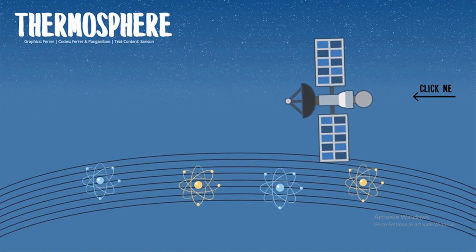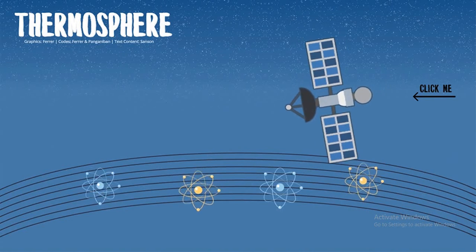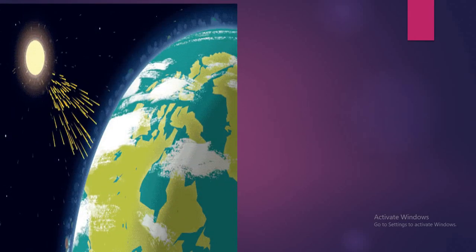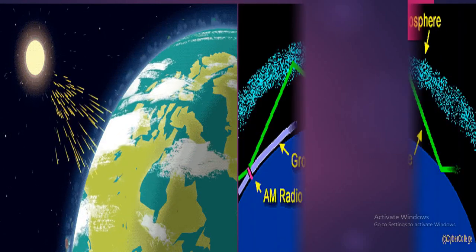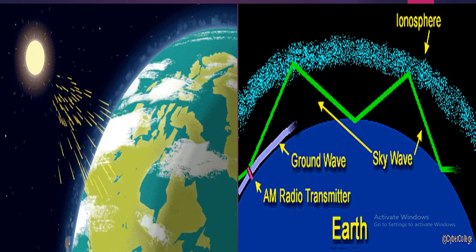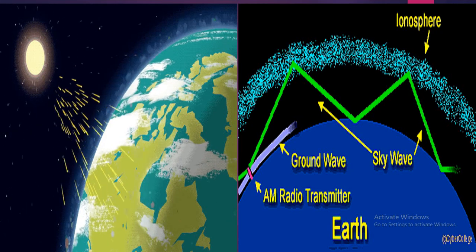The radio waves are transmitted from Earth and are reflected back towards the Earth. It is in this thermosphere. This is how the radio waves are being transmitted. You can see the radio wave transmitter. From the Earth it moves on to the ionosphere and again touches the Earth. So it gets reflected.